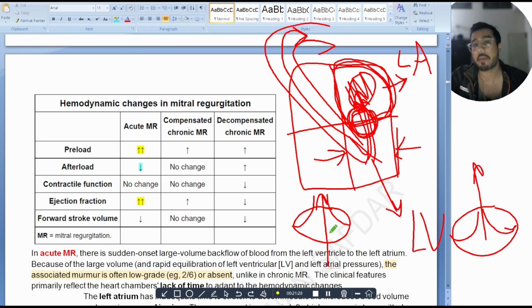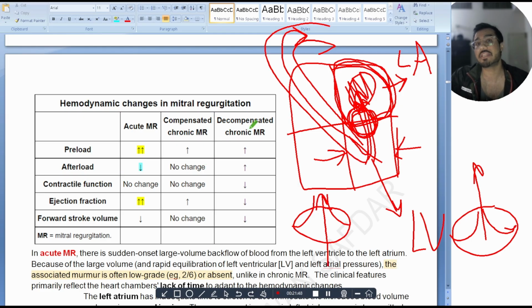This is the pathway that happens in acute. A lot of blood can flow, but when it comes to chronic, it's compensated, so not that much blood. The main amount of resistance is coming from the aorta, and the blood flowing back to the left atrium is minimal. So there is no change in the afterload.